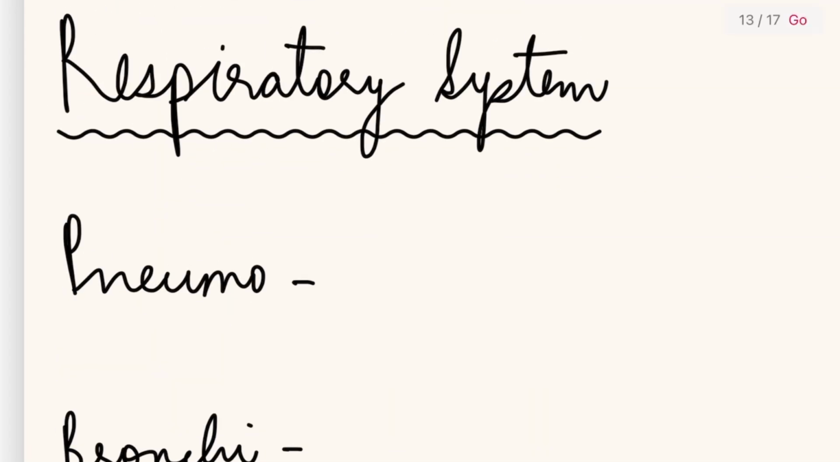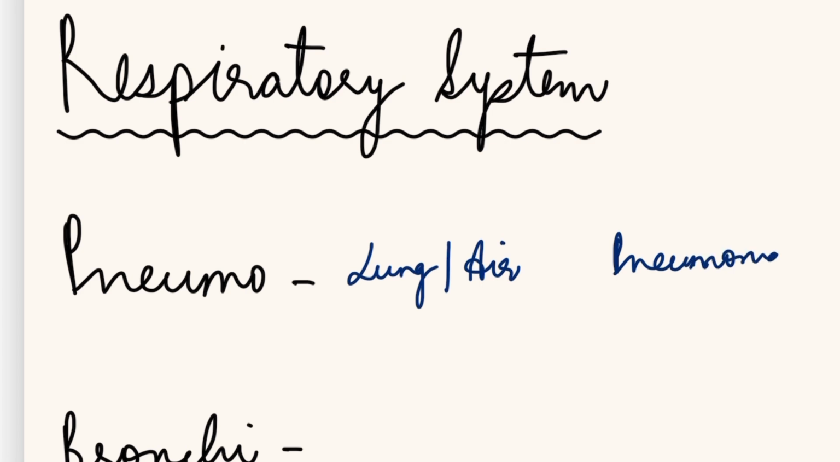Now we are done with another system. Let's come to the respiratory system. Over here, number one word is pneumo. Pneumo is lung or air. So pneumonia, very common. It is a condition of the lung.